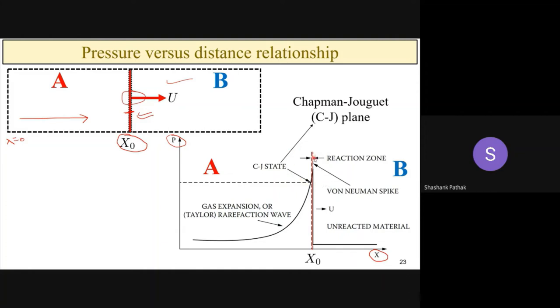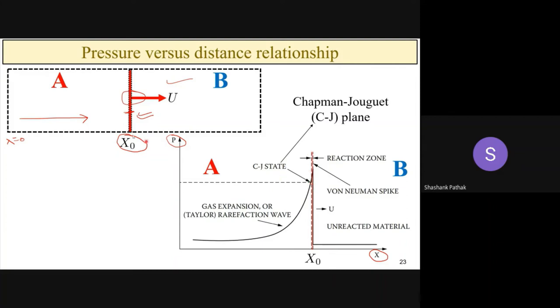So this is basically your reaction zone, and this sudden spike that is coming in the pressure, because the y-axis is your pressure, so this is representing your pressure. This is nothing but the von Neumann spike, it is just a name. And this is your shock front that is moving with shock wave velocity u. And this represents your unreacted material. You see, the pressure is very small in this particular zone. And near the reaction zone, near the shock wave front, the pressure is very high.